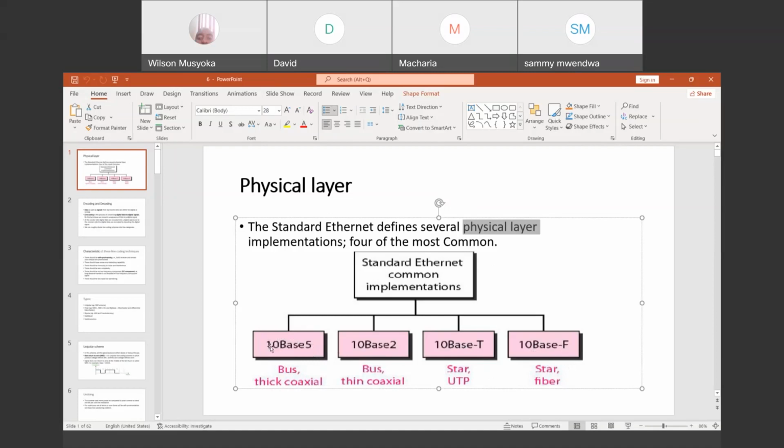So if it is 10, it means that the transmission speed is going to be 10 megabits per second. And then the base is supposed to talk about the baseband representation of data, and then the 5 is supposed to look at the standard of that cable, which could be coaxial cable standard 5, or base 2, which is standard 2, and that is something we shall look at separately as well. So up to there, at least everybody is up to speed.